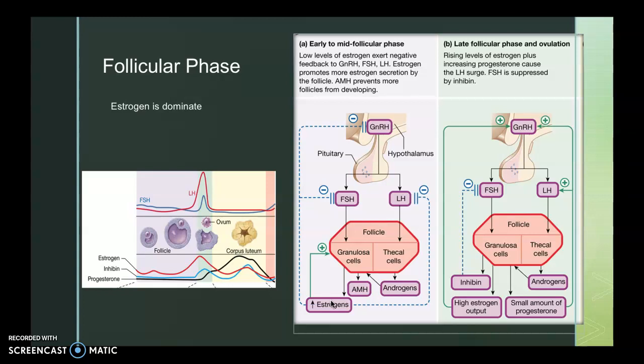The book kind of incorporates the late follicular phase and ovulation together. I will talk about what is happening right before ovulation. That is a good indication of ovulation in the next slide.